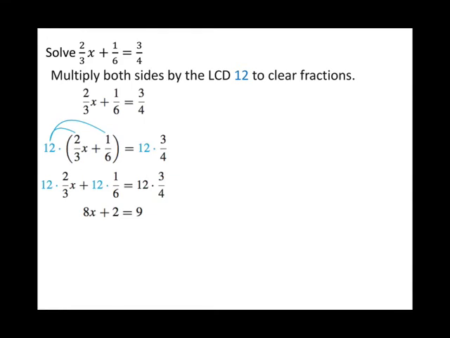And then I want to isolate my x, so I'm going to subtract 2 from both sides. And that will be 8x equal to 7. And then divide by 8 on both sides, and you're going to get x equal to 7 over 8.